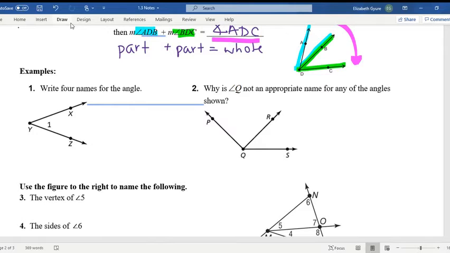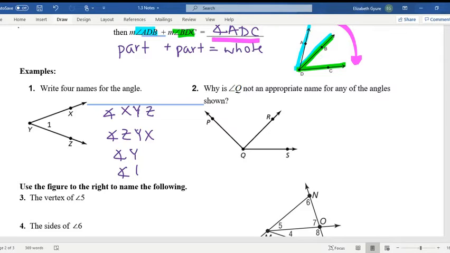So example 1 says write 4 names for the angle. So this is again just practicing our angle labeling. Remember, you can name it with 3 letters, vertex in the middle, just the vertex if it's a standalone angle, or a number that's in the middle. So if you wanted to name it with 3 letters, you could say angle XYZ. You could say angle ZYX. Either is fine. Then you could also name it with your vertex because it's a standalone angle. So we could say angle Y, or our number in the middle. So angle 1 is also an option.